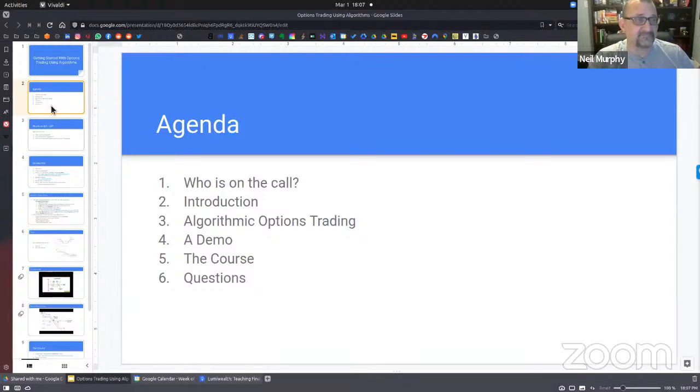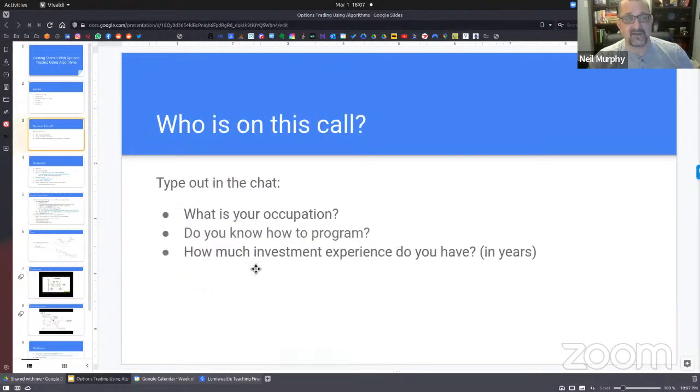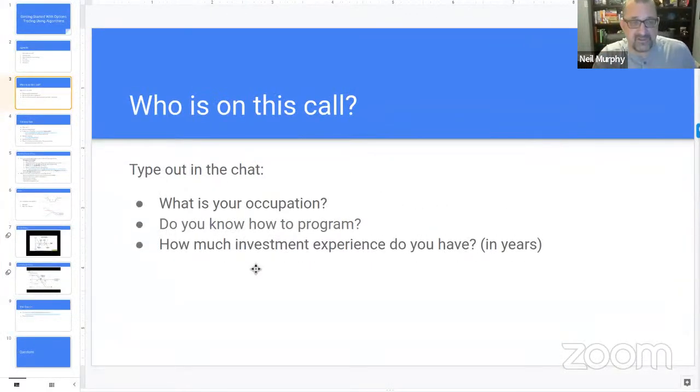All right. What we'd like to find out is who's on the call. There's a chat button on your Zoom, I'm sure most of you know where it is. If you could just tell us a little bit about yourselves: What's your occupation? Do you know how to program? What languages do you program in? Do you have any experience, any investment experience? What kind of experience do you have?